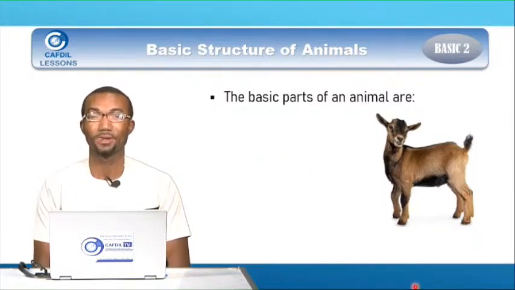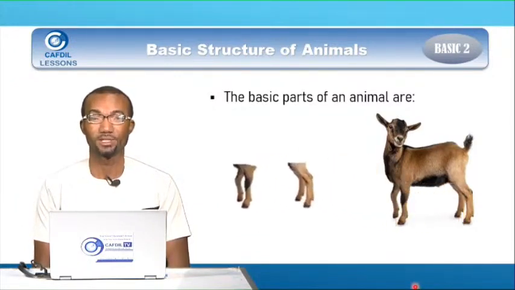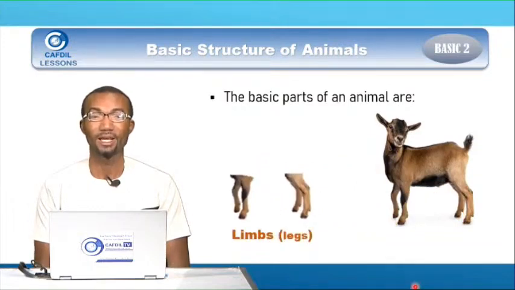The last one, we call it limbs, and the limbs are the legs of the animal. So the basic parts are the head, the trunk, and the limbs. And what you have is the last part, that is the limbs. And the limbs also refers to the legs of the animal. If you look at this goat, you can see two legs at the front and two legs at the back.